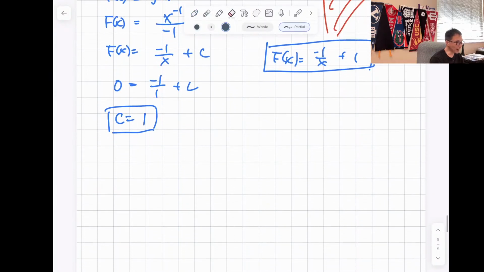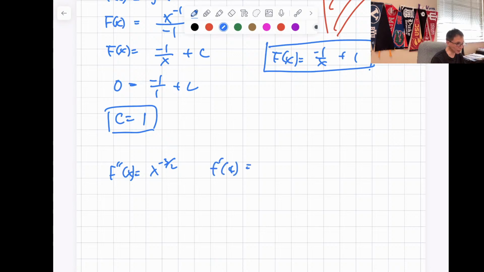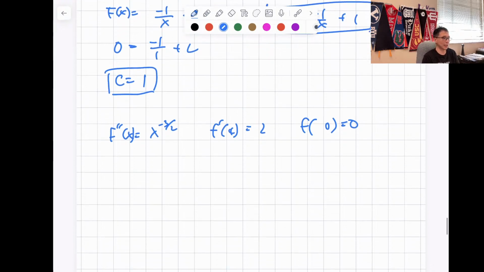Now I might have a double c, so I have f double prime of x equal to x to the negative 3 over 2. I have f prime of 4 is equal to 2. And f of 0 is equal to 0. In order to find f of x, you must take integration, but every integration has a plus c. They also have two initial conditions here. There's an initial condition for the differential equation and an initial condition for the original equation. You have to be careful about that c.